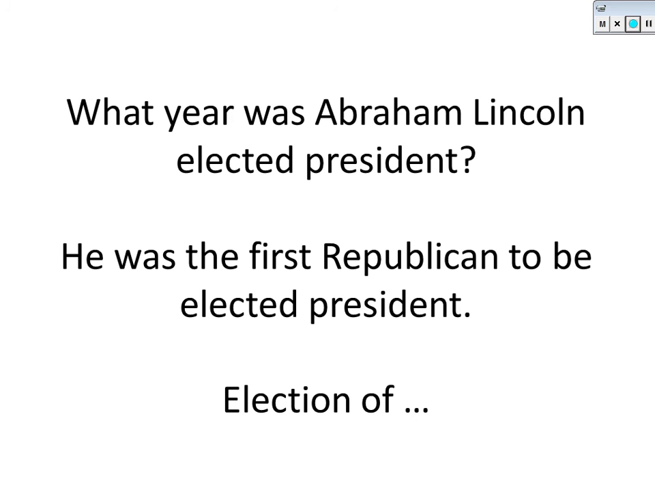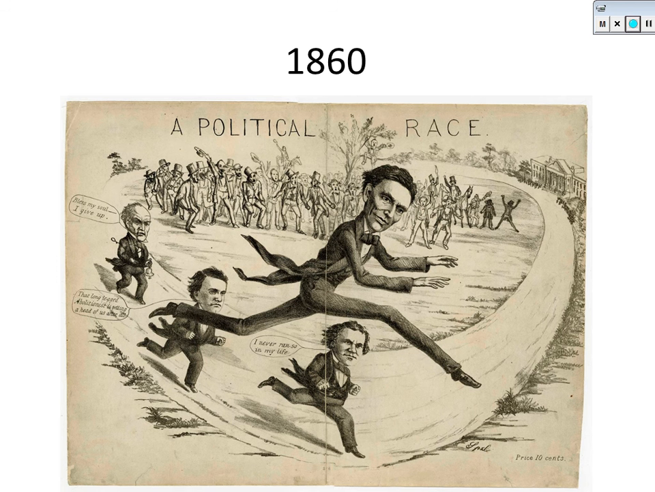What year was Abraham Lincoln elected president? He was the first Republican to be elected president in the election of 1860. Good job. Political cartoon of him winning the race. It was a 4-candidate race. He was running as the Republican candidate.